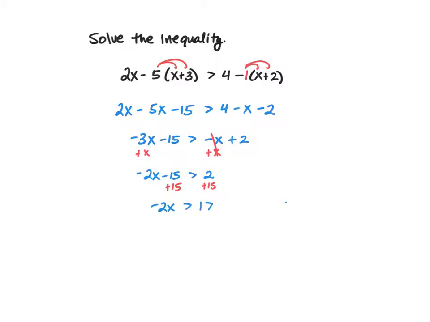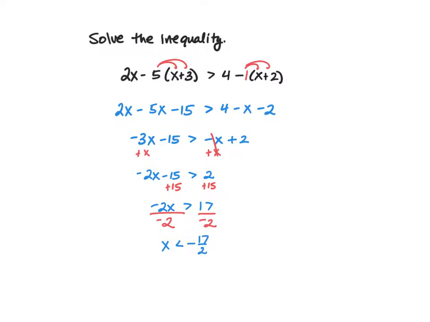So our final step here is to divide by the coefficient on our variable term, which in this case is a negative 2. With an inequality, anytime you divide by a negative number, it's going to change the direction of our inequality. So negative 2x divided by negative 2, we now have x. Instead of greater than, it changes to become a less than negative 17 halves.